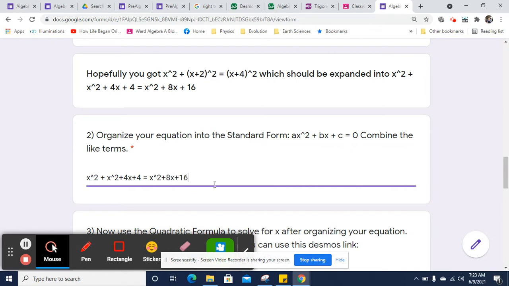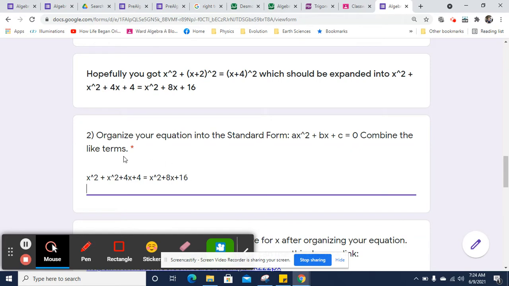And now we've got all this quadratic stuff, and we can reorganize it into the standard form. The standard form is ax squared plus bx plus c equals 0. So I need one side of this to be 0, and I need to combine all my like terms. First I'll combine x squared and x squared. That's 2x squared. And then I'll have 4x and I'll have 4. And that equals x squared plus 8x plus 16.